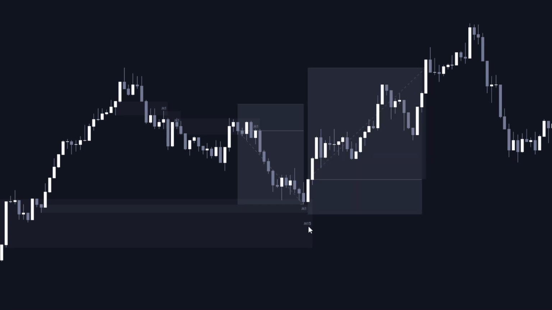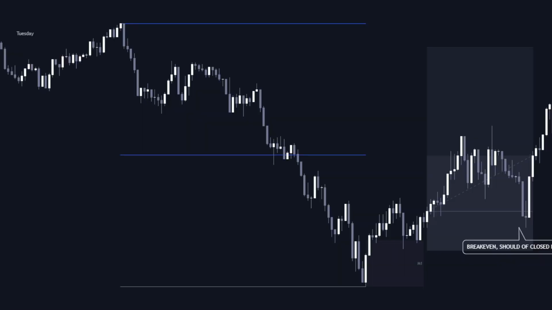As we tap into that M15 zone, which M1 refined as well, nice bullish engulfing, targets nice and hit there as well. Very clean. Moving on to this one, as you can see here, M1 mitigation.